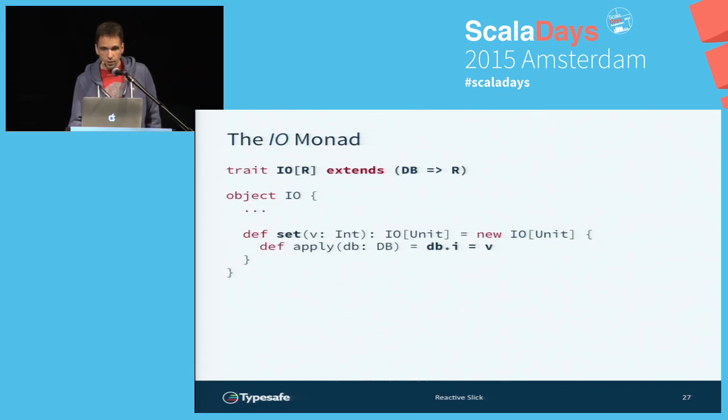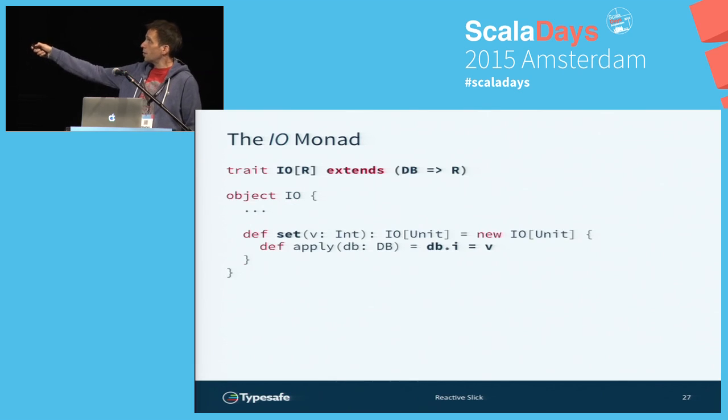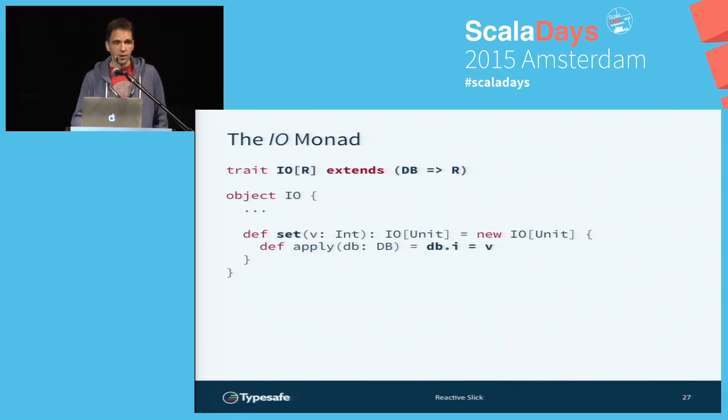So let's look at the implementation here. The function that it extends is a bit different. This is just db to r. It's not db to db, r. That's because db contains mutable state, so we can just mutate it as a side effect. We don't have to pass this through. You just pass it in and mutate it as a side effect.